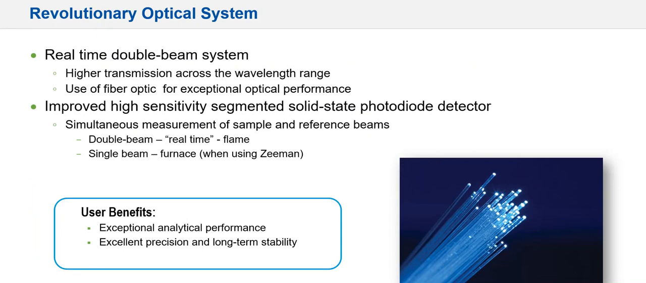As I was mentioning, the revolutionary optical system of the AA, they're also real-time double beam systems. They have a very high transmission across the wavelength range. These fiber optics were selected and designed for exceptional optical performance. And in addition to the optic system, to getting the light to the detector or the monochromator, in the end, there's a high sensitivity solid state photodiode detector.